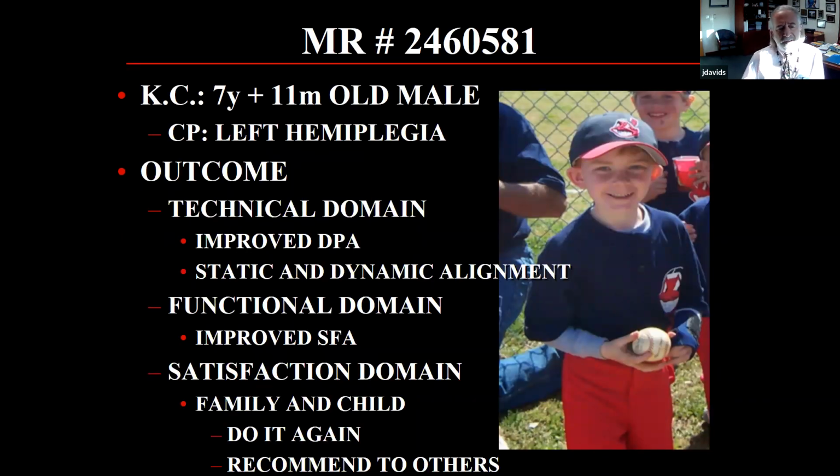So in looking at this case, and considering outcomes in the technical domain, the improved dynamic positional analysis and improved static and dynamic alignment support the technical domain outcome. In the functional domain, the child showed improved spontaneous functional analysis, which is really the ultimate goal of all of this, is to have the child use the hand more spontaneously. And then in the satisfaction domain, the family were pleased and wanted to do it again.